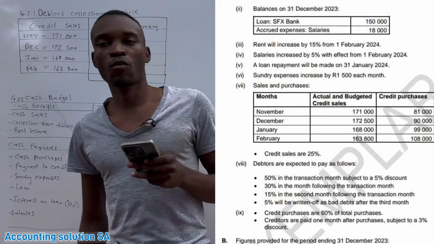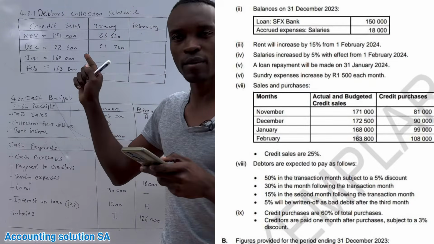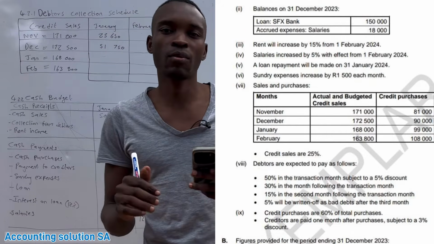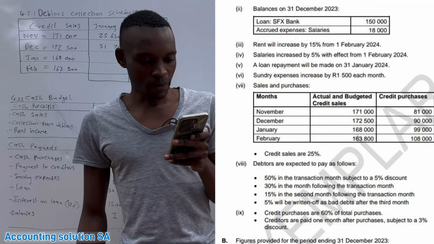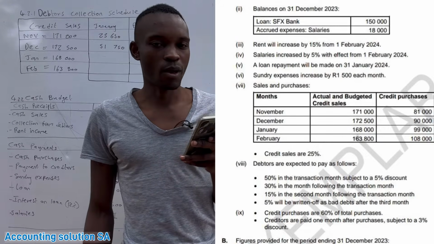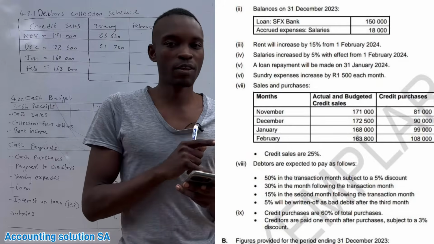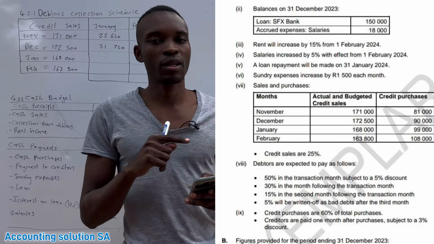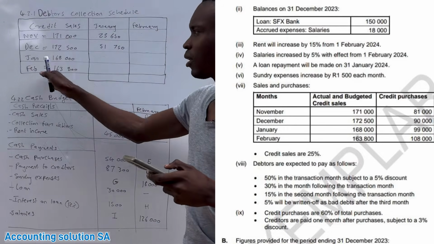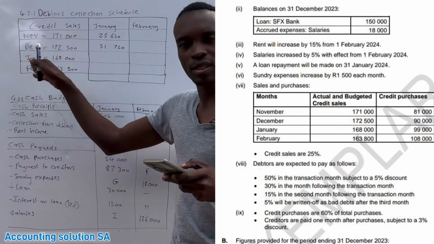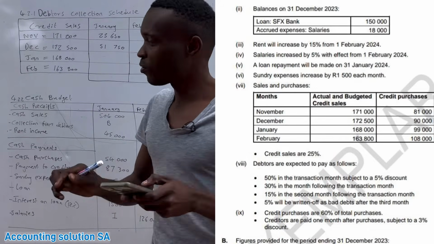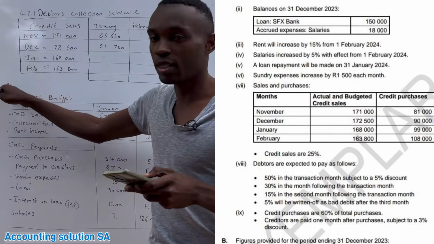You have to be careful when we talk about debtors collection. We focus on credit sales, which means we're going to get it under sales. They give us the months of November, December, January, and February. Remember what I said in the previous video when we were preparing a collection schedule: on this side you need to put all the months that you are given. We have been given from November up to February. That's what they did here.